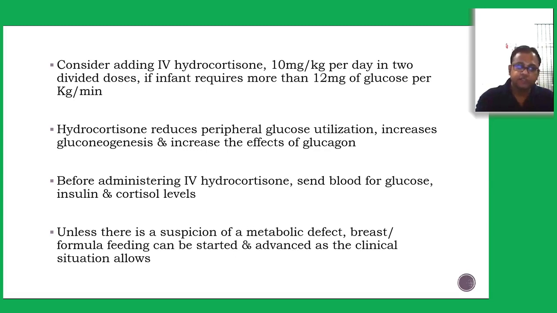So how does it act? It reduces peripheral glucose utilization, increases gluconeogenesis, and increases the effects of glucagon. Again, before administering IV hydrocortisone, you have to send blood for glucose, insulin, and cortisol levels. And if you don't suspect a metabolic defect, you can continue your feeding, breastfeeding, or formula.